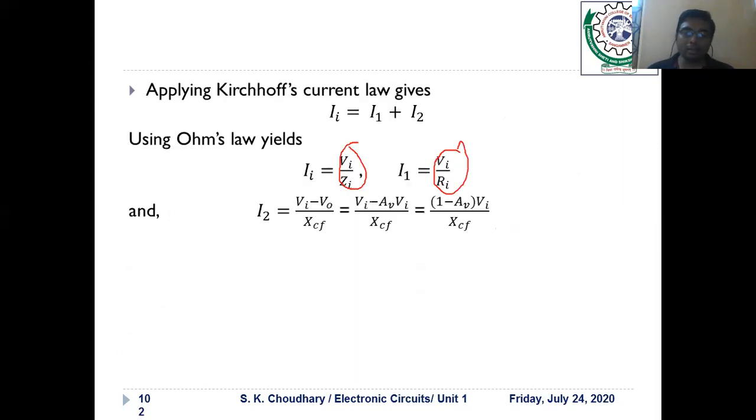So I2 is equal to what? I2 is equal to Vi minus V0 upon the reactance offered by this capacitor, XCF. So what is V0? As per the general amplifier formula, V0 is the output voltage, equal to input voltage times voltage gain. That's why AvVi is mentioned here. And we finally define I2 as (1 minus Av) times Vi upon XCF.